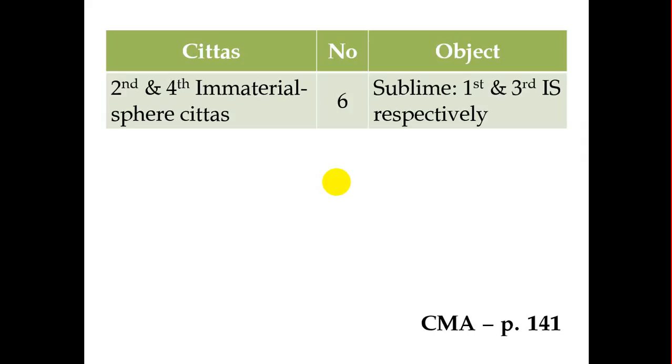So the first immaterial jhana is sublime, right? Sublime. So therefore, the second immaterial jhana citta will take a sublime object. Sublime object means the first immaterial jhana, right?